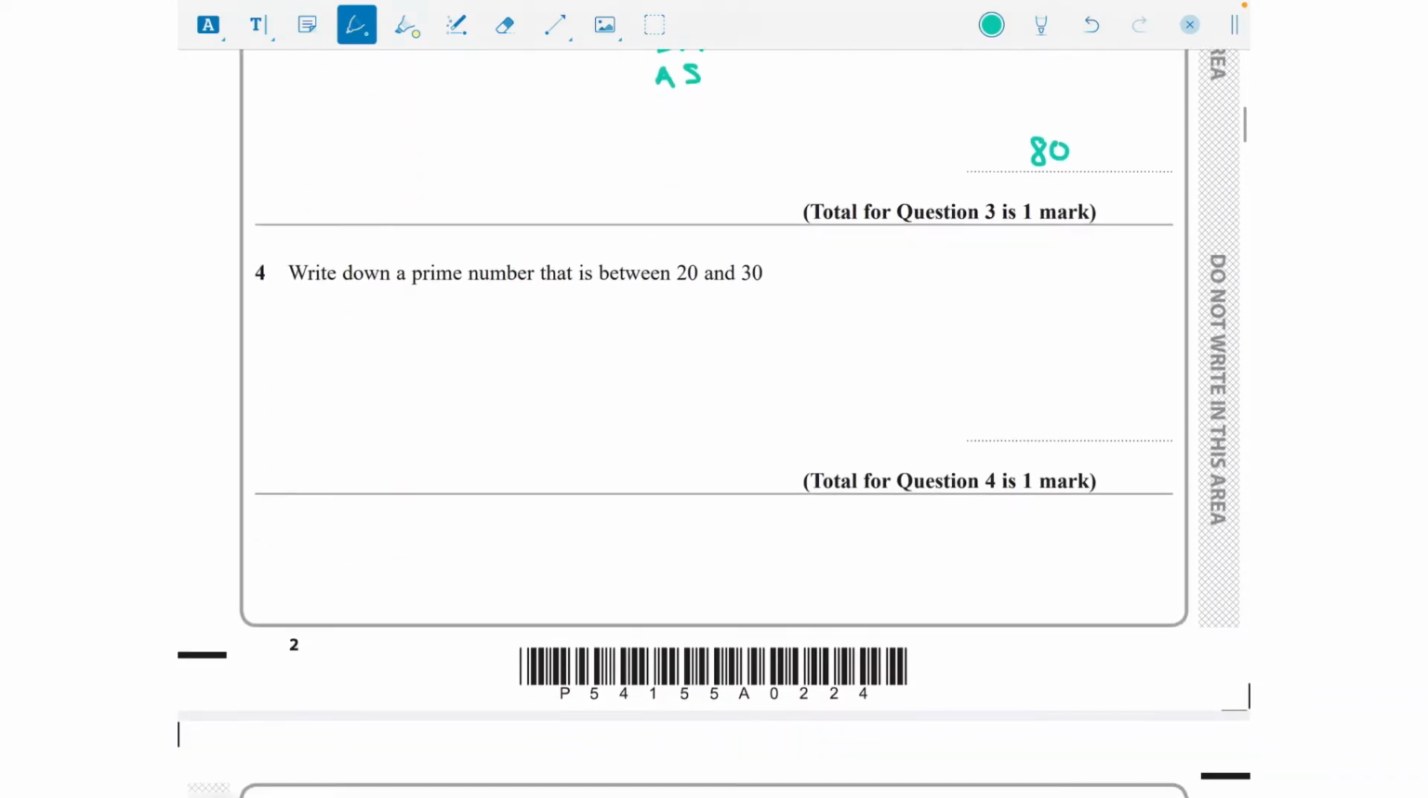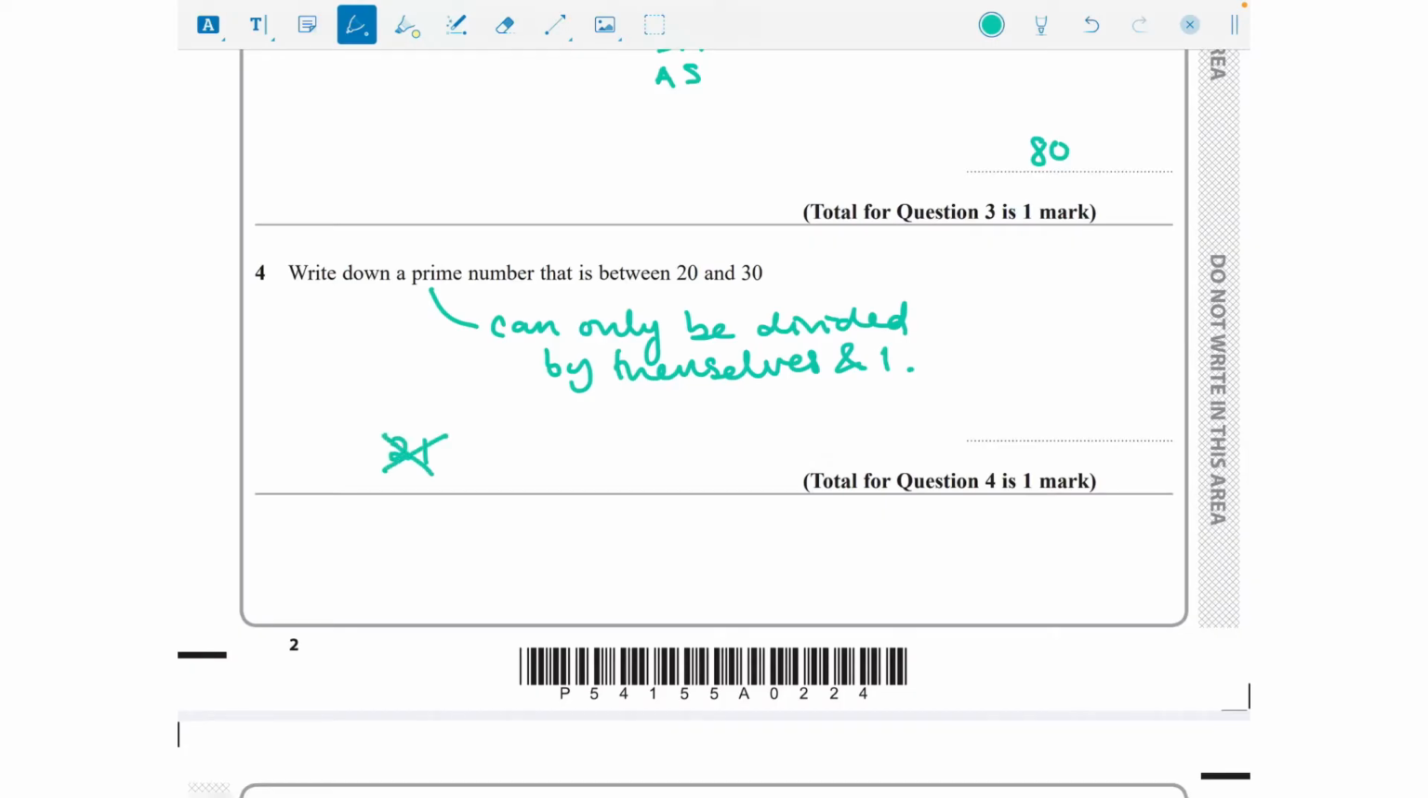Write down a prime number that's between 20 and 30. So prime numbers are numbers that can only be divided by themselves and 1 an exact number of times. So only 1 and themselves are factors, so they have 2 factors. So 21 is not a prime number because it's in the 3 times table. 22 is in the 2 times table, so that's no good. 23 isn't in any times table other than 1 and 23. So that is a prime number, so we can have that one.